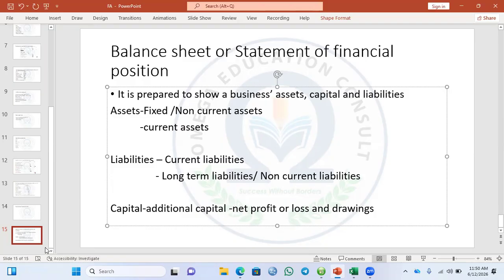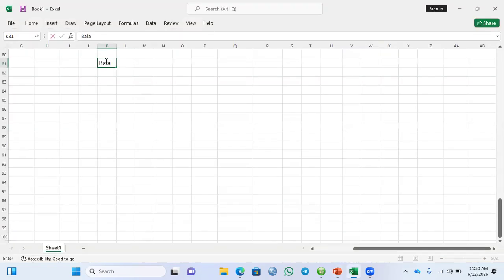Now let's go straight to the presentation. So it has a title, Balance Sheet as at. Okay, as at. Then you add the date to it.